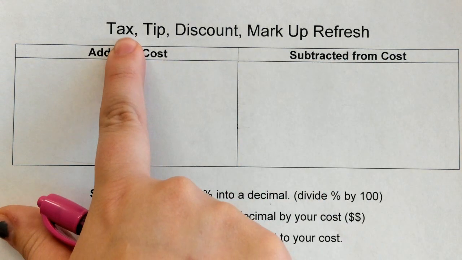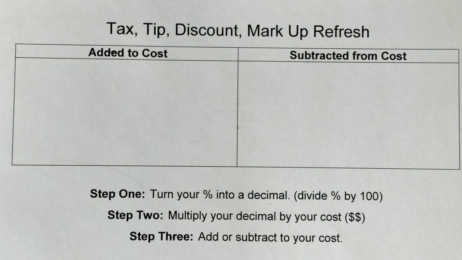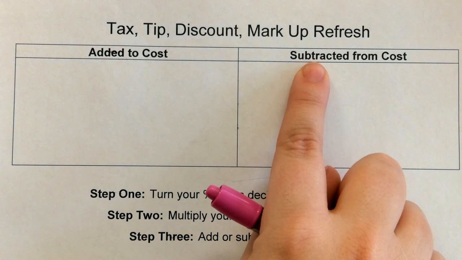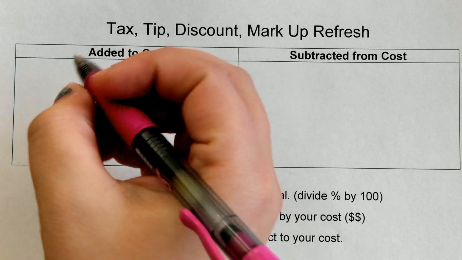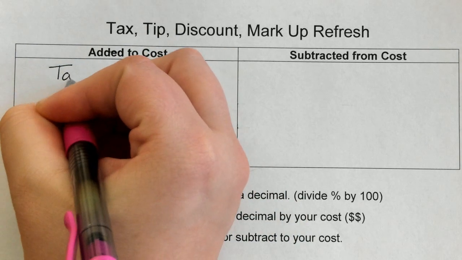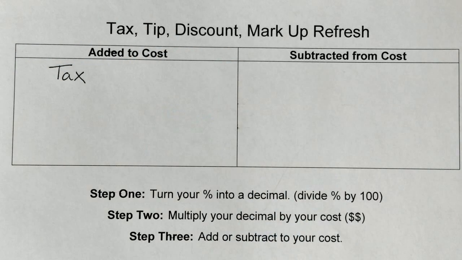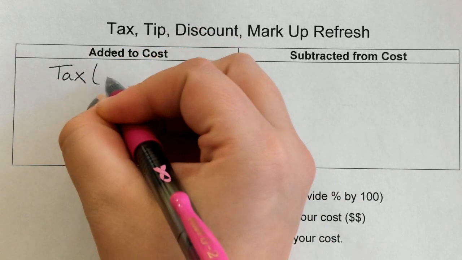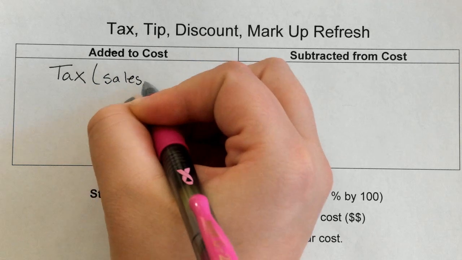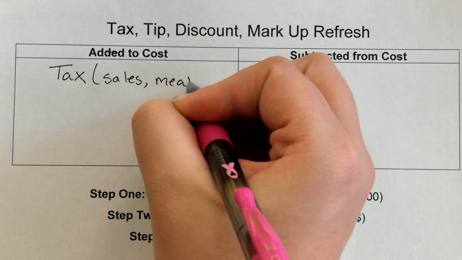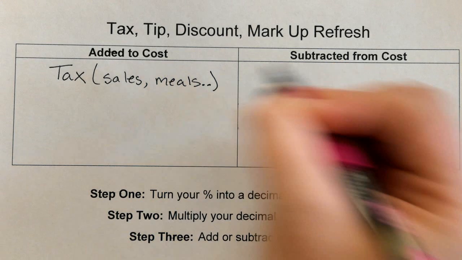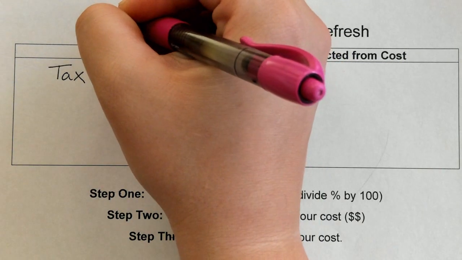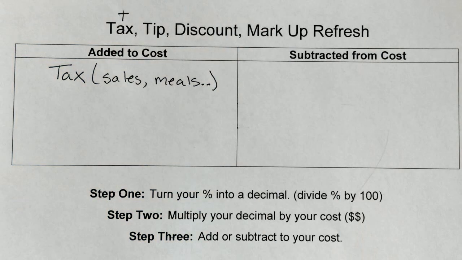So let's look at that first one, tax. Do you remember if tax is something that is added or subtracted? If you said added, you are correct. So tax is something that is added to our cost. This could be a sales tax or maybe a meals tax. There are lots of other examples, but those are just two. So we've got tax. Tax is plus.